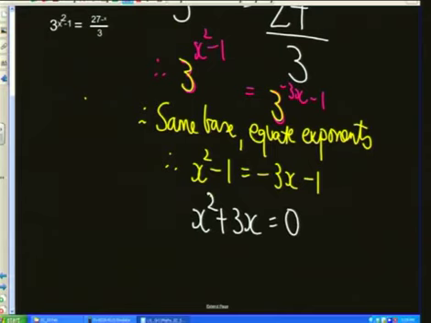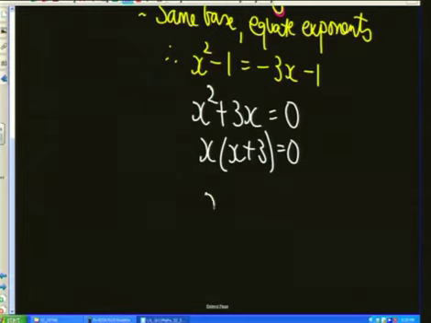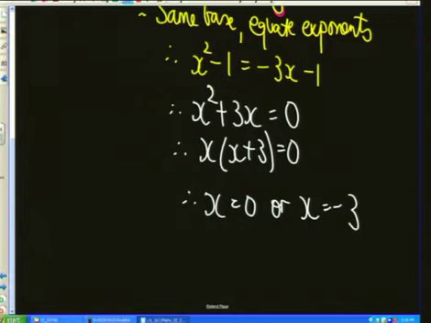And how do we factorize a quadratic where there's a common factor? We take out the common factor, and we're left with x plus 3 is equal to 0. So we then get x could be 0. Remember to connect these statements. They're not loose statements. X equals 0, or x equals minus 3.